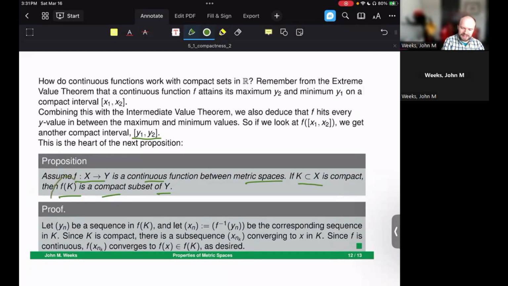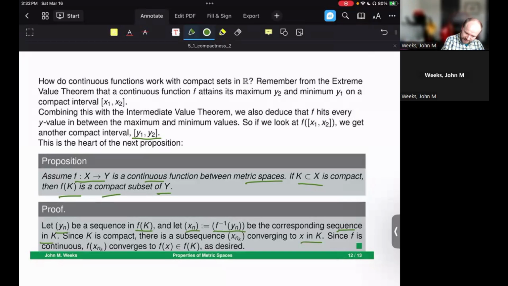Well, to show that f of k is going to be compact, we need to start with a sequence in f of k and then show that that sequence has a convergent subsequence. So let's take y sub n to be a sequence in f of k, and then let's define a corresponding sequence back in the domain. Since each y sub n is the image of a point inside of the set k, I can let x sub n be an f inverse of y sub n, the corresponding sequence inside of k. Well, this sequence x sub n is in k, and since k is compact, a subsequence is going to converge to some point inside of the space k.